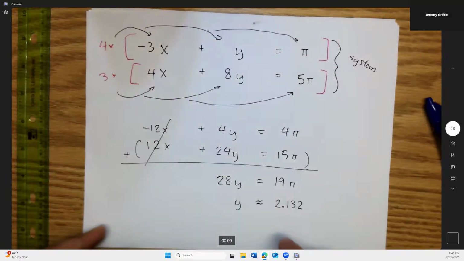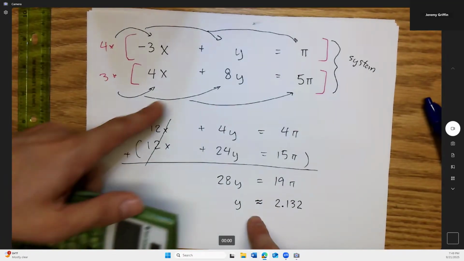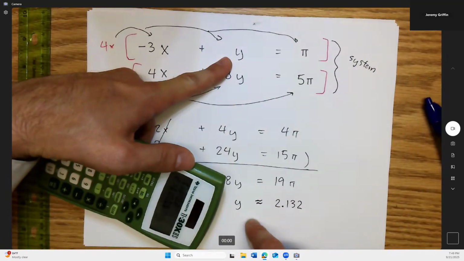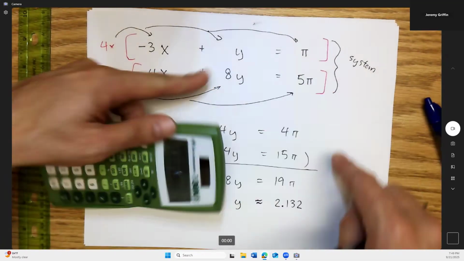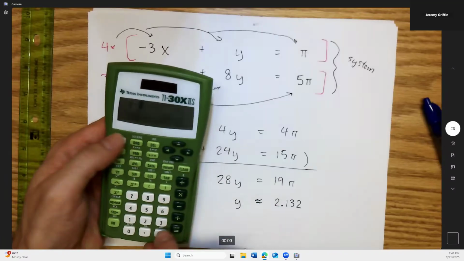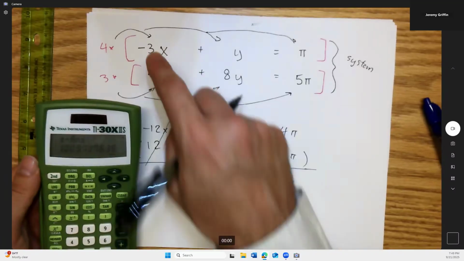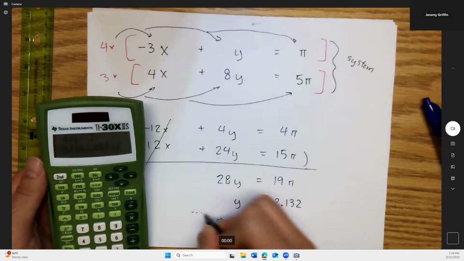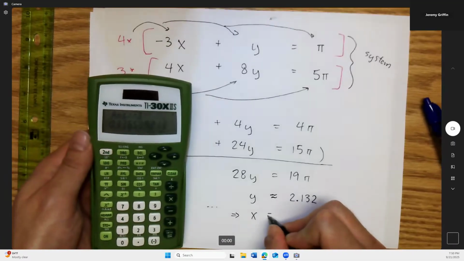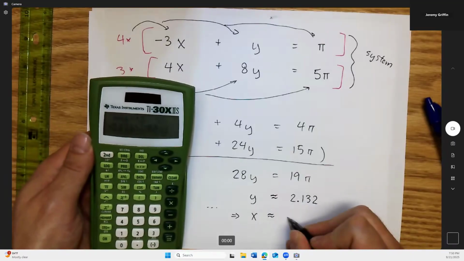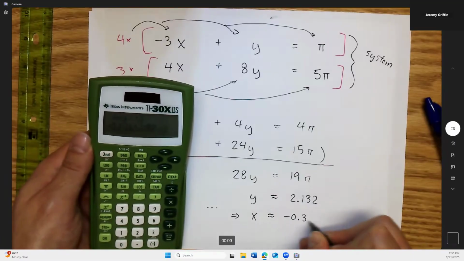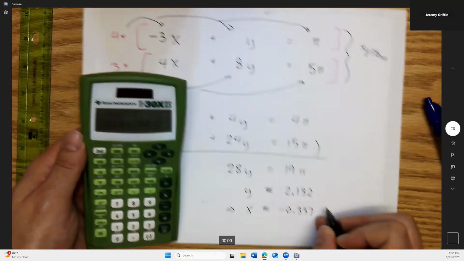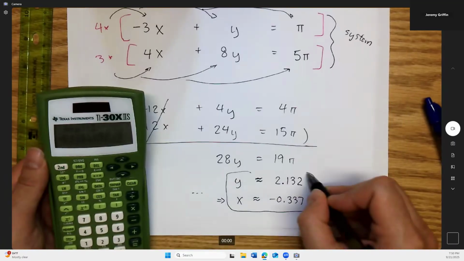And if that's true, then I can substitute that back up here. So I'll do pi minus that number, and then divide by negative 3. I just did it on my calculator, so I skipped a few steps off screen. X would be approximately negative 0.337. Okay. So if I were to graph these, actually, I will do that.